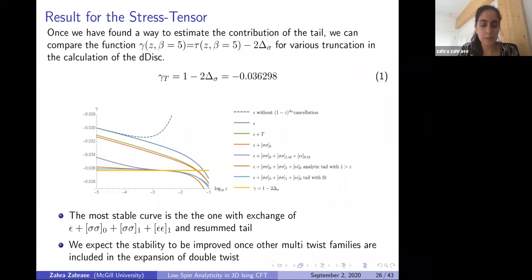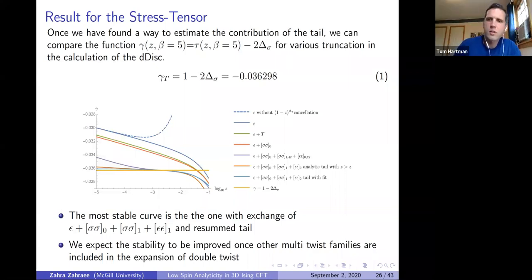So the result we get from the tail resummed is both stable in terms of dependence on z and is close in value. We expect the stability of the curve to be improved. So this distance that you see, we expect it to be improved once other higher twist, double twist, or other multi-twist families are included in the expansion of the double discontinuity.